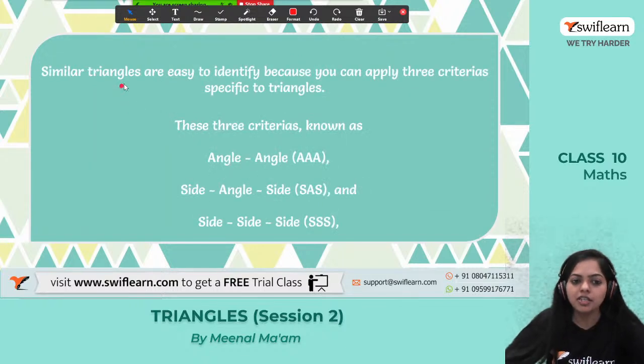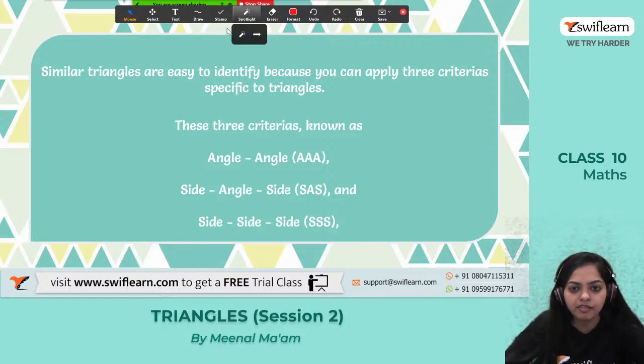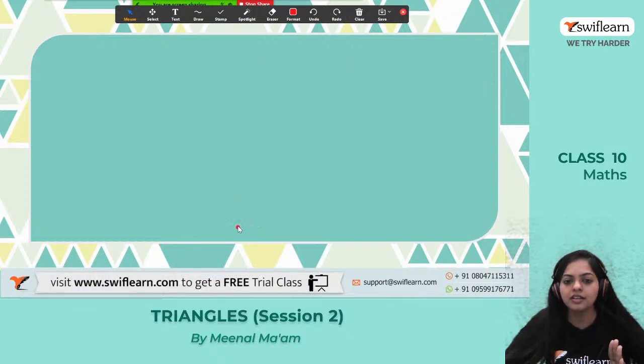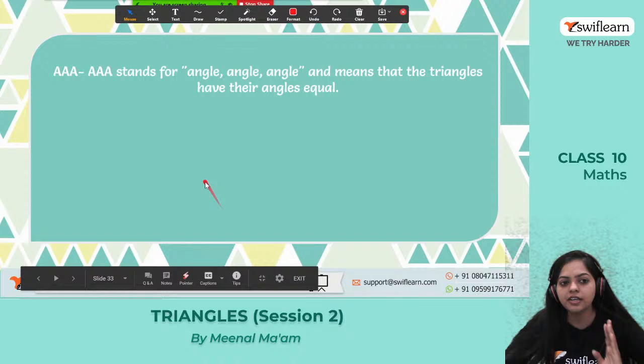Similar triangles are easy to identify because you can apply three criteria specific to triangles. So they are easy to identify if we apply these three criteria. What are the three criteria? The first criterion is AAA, angle angle angle. The second is side angle side, SAS, and the third is side side side. Got it? Let's look at these criteria one by one.